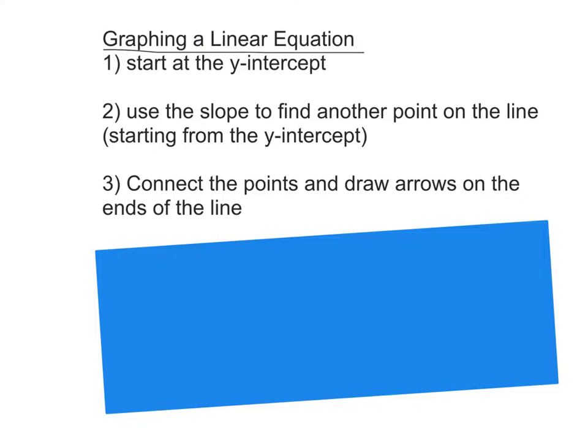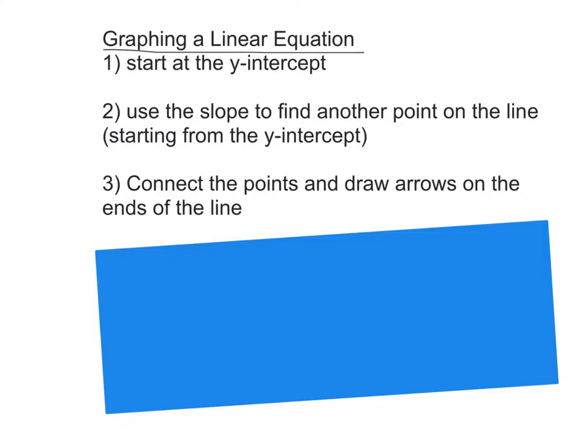So in other words, if our y-intercept is 2, we would start at the point (0, 2). Our slope was 1/2, let's say. From that point (0, 2), our slope is 1/2. We would go up 1 and over 2. That would be another point, and then we could draw a line that goes through those. Okay, and again, that third step, connecting the points and drawing arrows on the ends of the line.